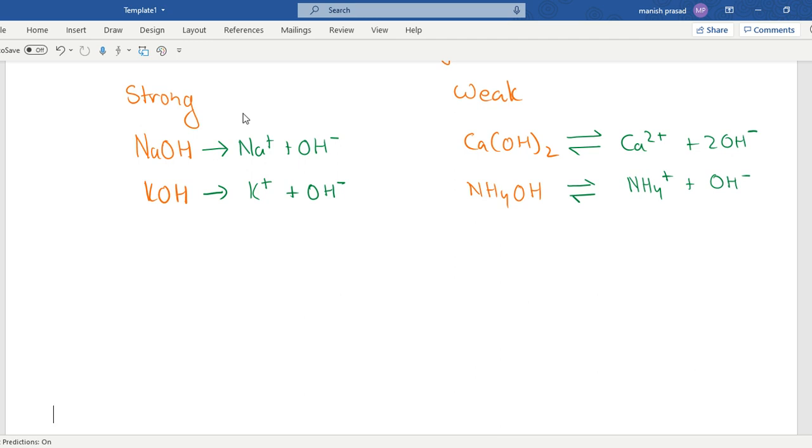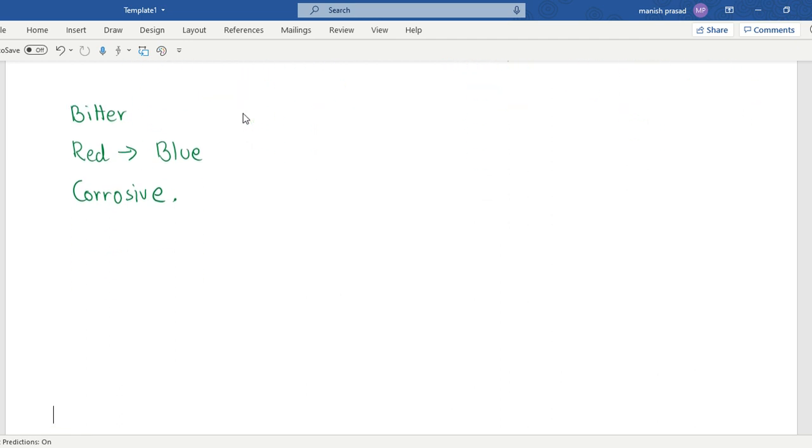Now, bases are bitter in taste. Have you eaten bitter gourd, karela? So it is basic in nature. Bases turn red litmus to blue. And strong bases are also corrosive in nature. Take care.